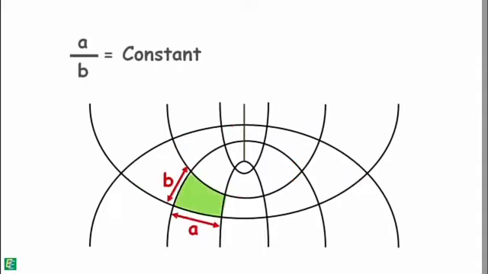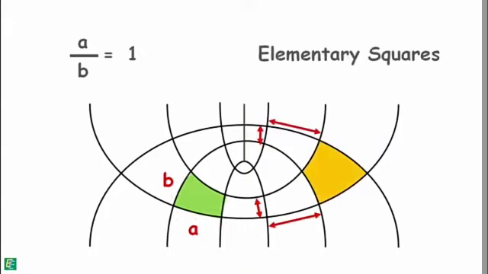The ratio of the length to the width of each flow field should be constant. Generally, the ratio is one for convenience. In other words, the flow net consists of approximately squares, which we call elementary squares, where every distance and the opposite sides are equal.